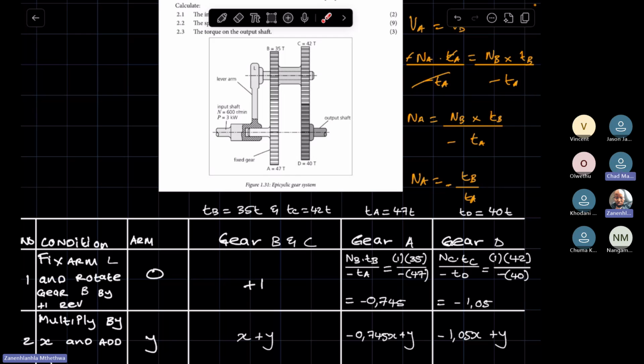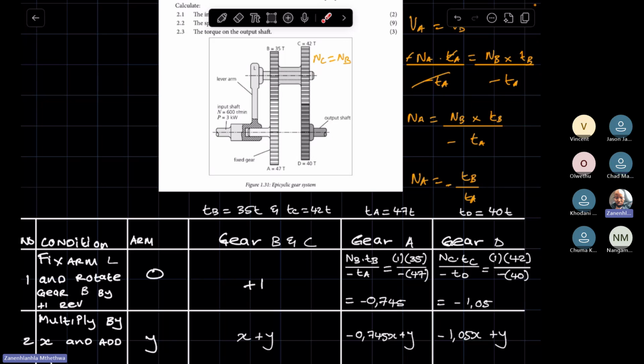The only way we could do that is if we use the relationship between C and B. So in place of NC, we could have NB. The two gears are fitted on the same shaft, so essentially NC is equal to NB. Do you see what I'm saying here? Just in terms of these two gears. I'm with you there.